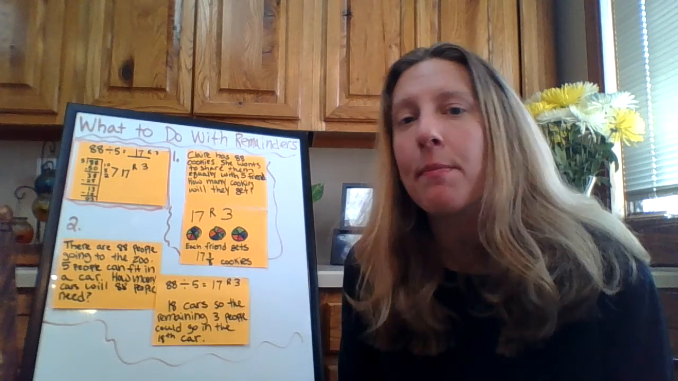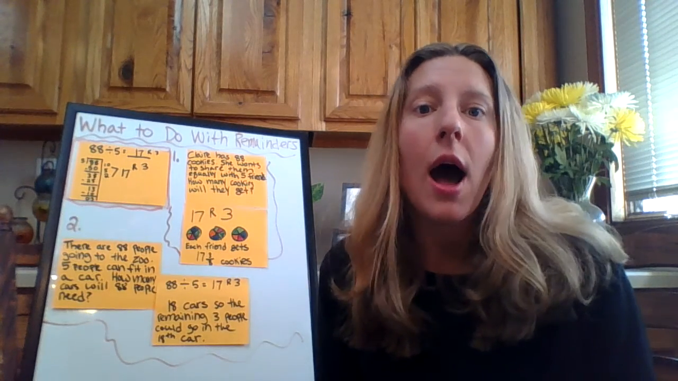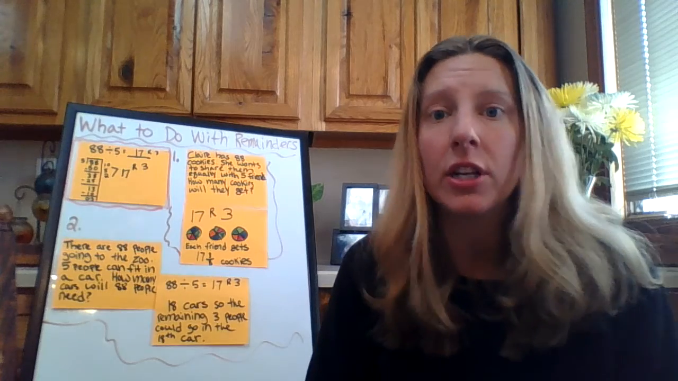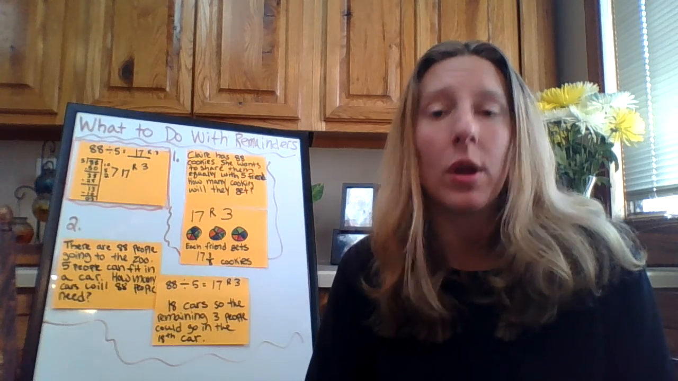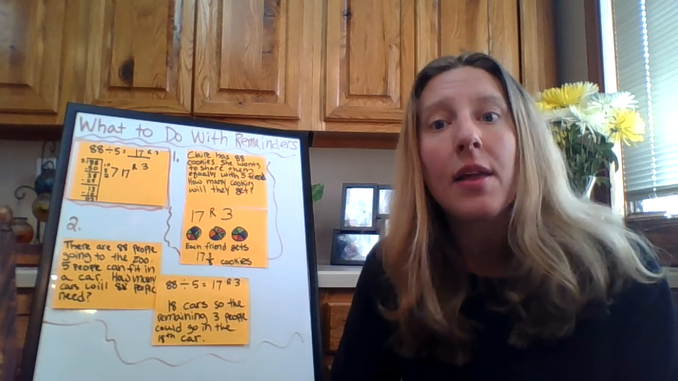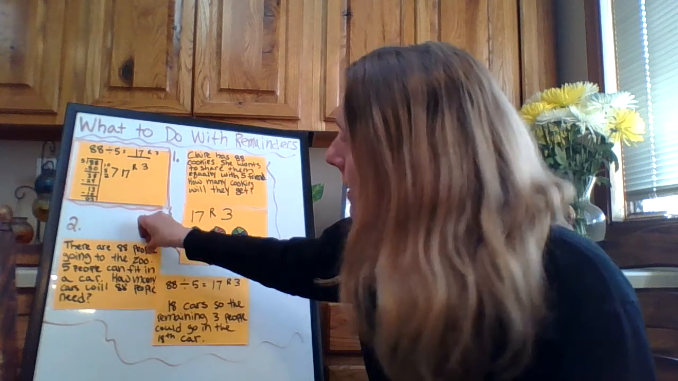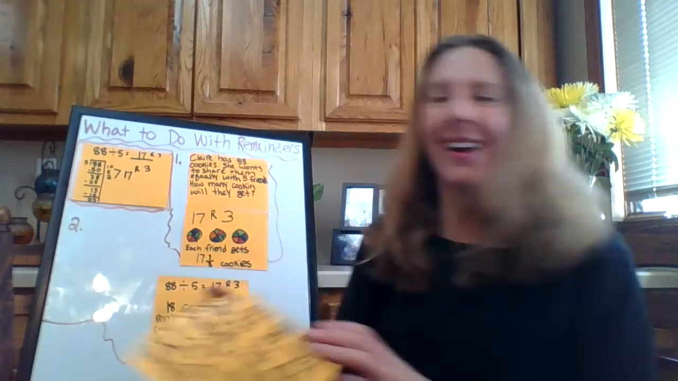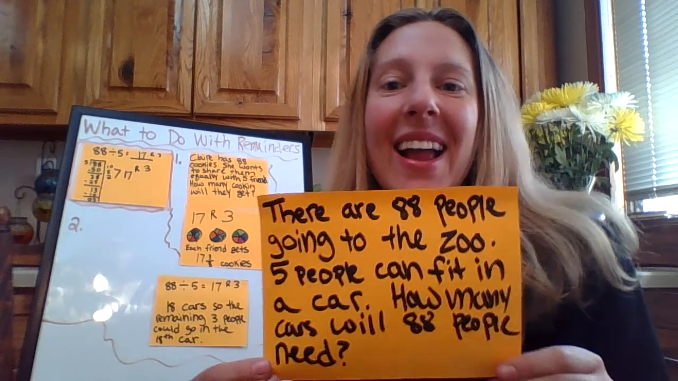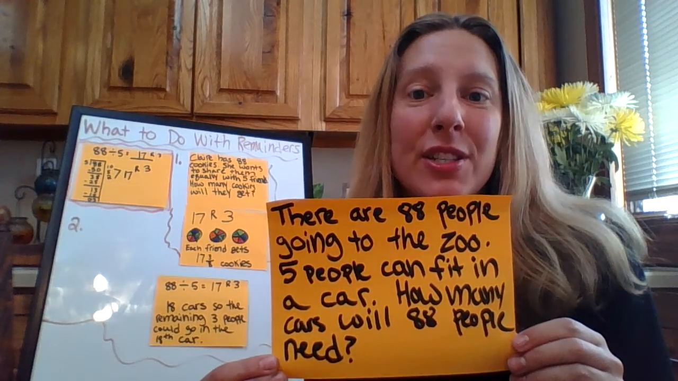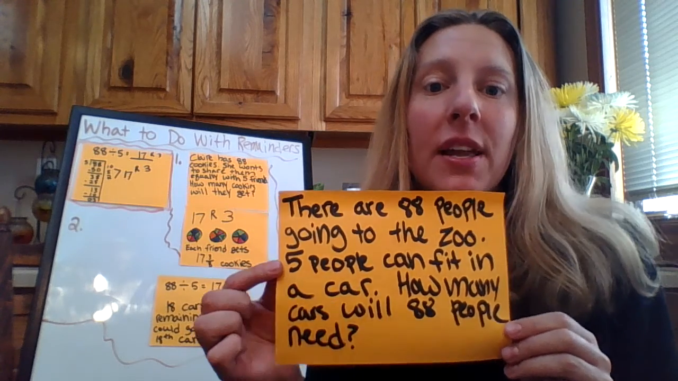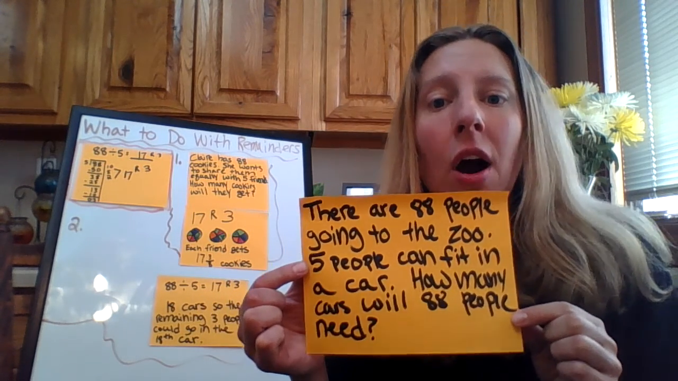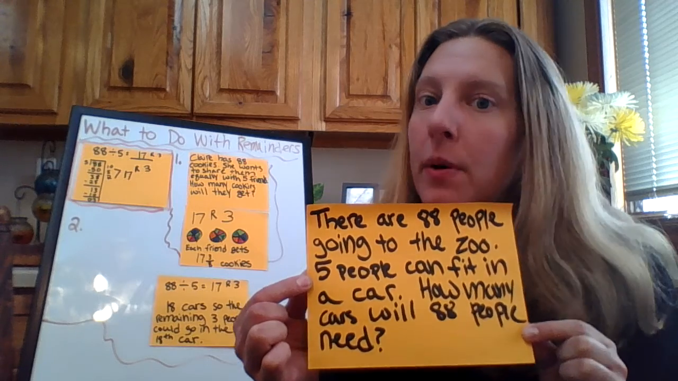So the next example is an example of a problem with a remainder where we need to think about what the story problem is asking us and then round up. So the problem is, there are 88 people going to the zoo. 5 people can fit in a car. How many cars will 88 people need?